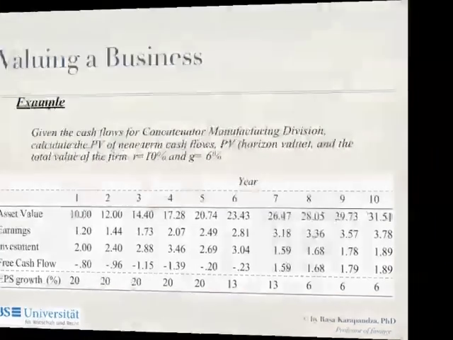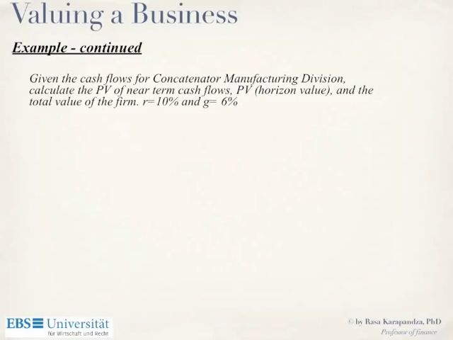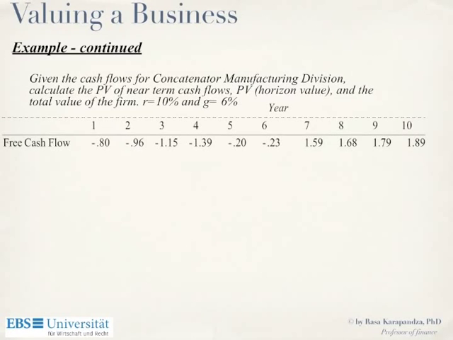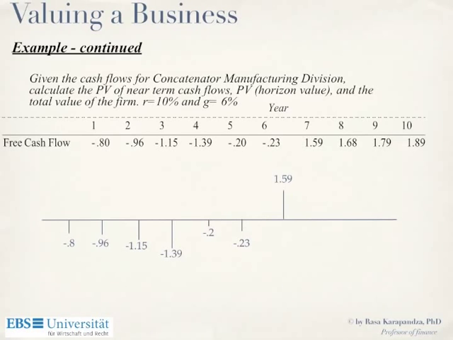So by making these assumptions, you are able to estimate the cost, and at the end you are estimating the profits. And now you want to know how much that is worth. Well, we can just draw the typical cash flow diagram that we have been doing for the last couple of classes. In year one, you are basically losing money, 0.8. In year two, you are losing 0.96. In year three, until year six, you are losing some money. And then in year seven, you are earning 1.59. And every year, you are earning 6% more.